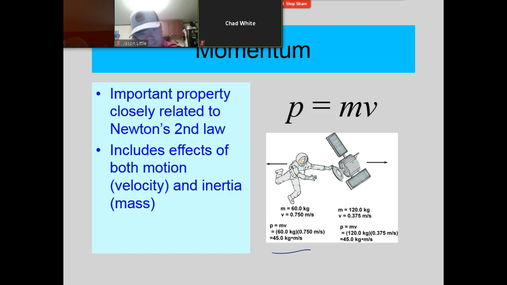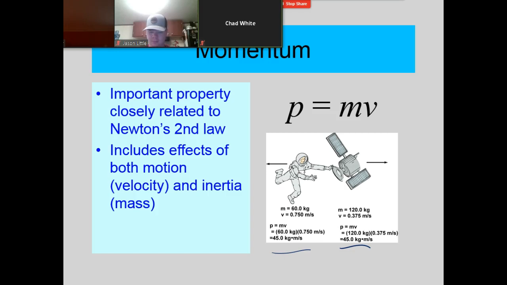But the spacecraft had a mass of 120 kilograms with its velocity being in the opposite direction, 0.375 meters per second. Multiply those together, you get the same momentum. The change of momentum of the astronaut is the same as the change of momentum of the spacecraft. Opposite directions, but the change of momentum was the same. What's that telling you? Momentum of the system was conserved. Initially, neither one of them were separated.